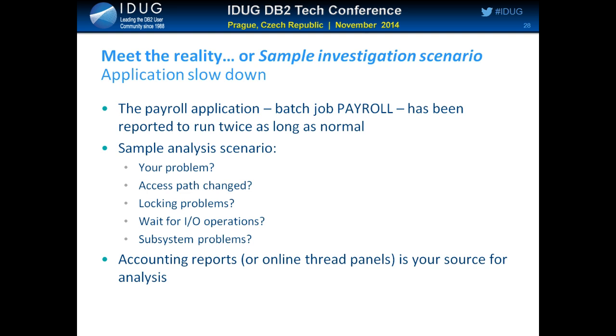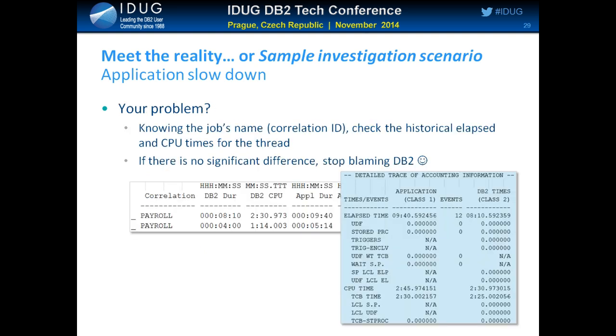So first of all, as I said, you want to keep the history. You look at your latest execution of this job and the previous one, so you would have two trace records that you want to compare. The first question is whether it is your problem. Knowing the job name and the correlation ID, you will find the historical elapsed and CPU times, and compare them with the previous execution.